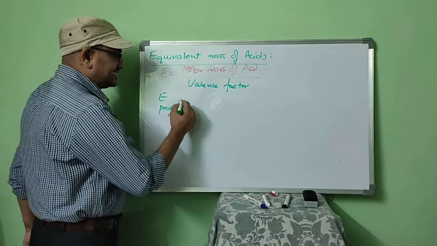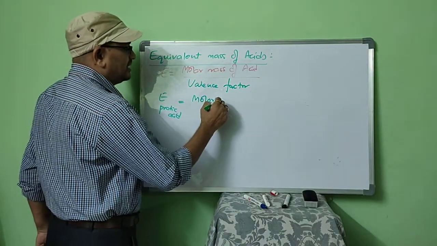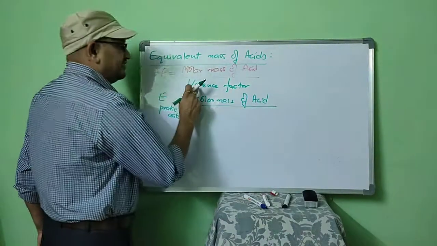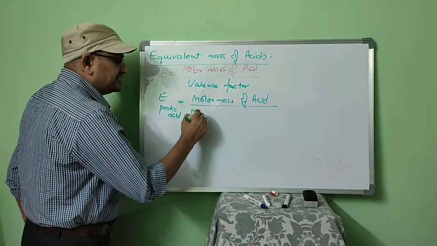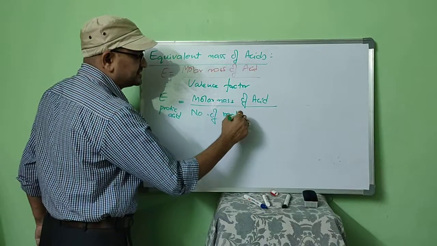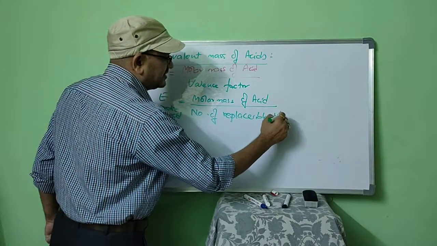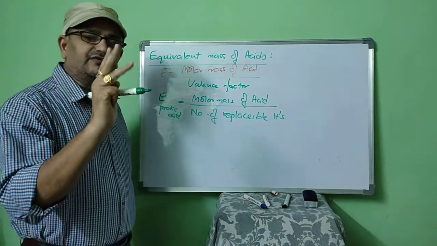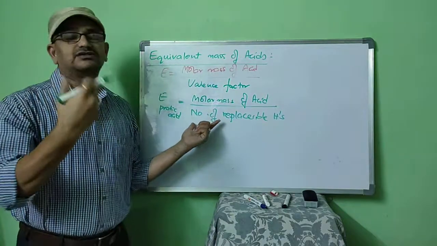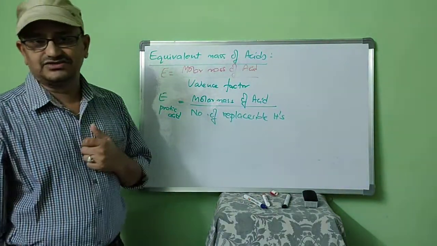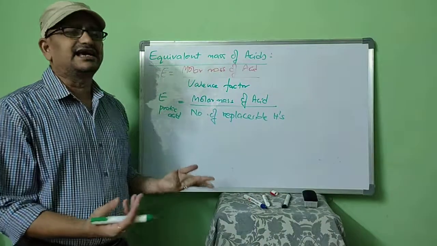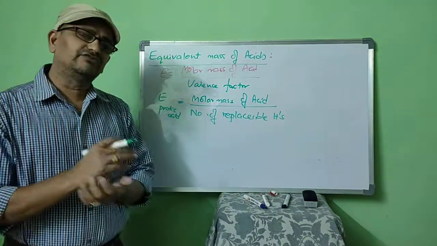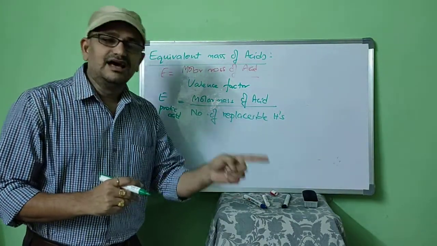Equivalent mass of protic acid can be calculated as molar mass of protic acid by, for protic acids, what is the valency factor? Number of replaceable hydrogens. HCl has how many replaceable hydrogens? 1. H2SO4, 2. H3PO4, 3. Like that. The number of H+ ions that they can generate is said to be replaceable hydrogens. So how do we know? There are certain acids which may contain more hydrogens, but out of them very few are replaceable. So how can we infer that this hydrogen is replaceable and the other is not?